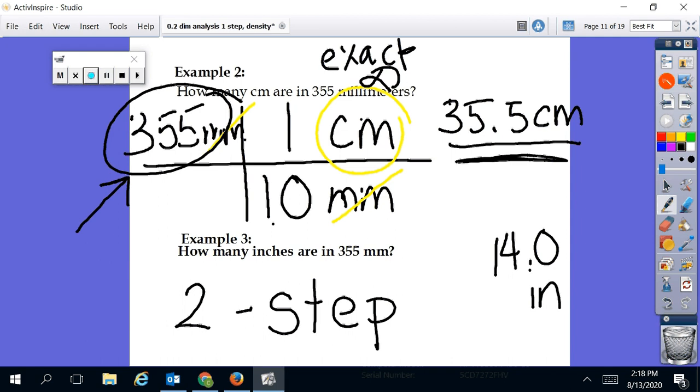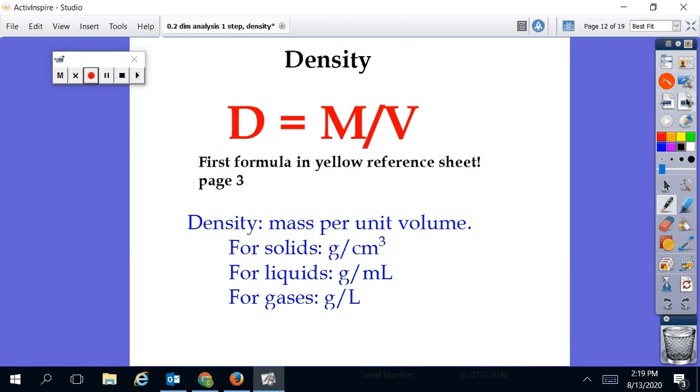Okay, so now we've practiced a little bit of factor label. We'll practice more in class. I'm going to teach you one more thing before I end this video, and that is just a simple formula called density. Density is a property that we look at when we look at compounds and elements and things like that. And it's measured as mass over volume. So that is the formula of density.